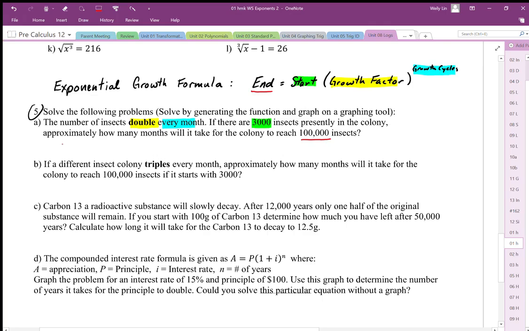So our equation is going to look like this. 100,000 is our ending amount. And that's equal to the starting value. In this case, it's 3,000. The growth factor works out to be times 2. So we're going to double every month. So that represents our growth factor, and our growth cycles are every month. So in this case, we'll say x, and that represents the number of months.